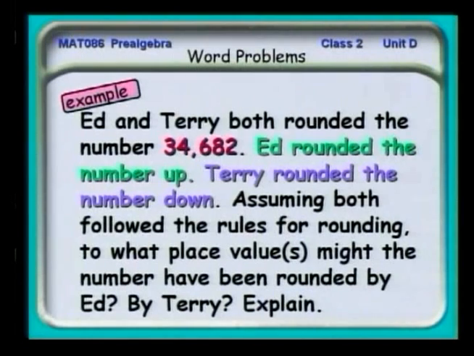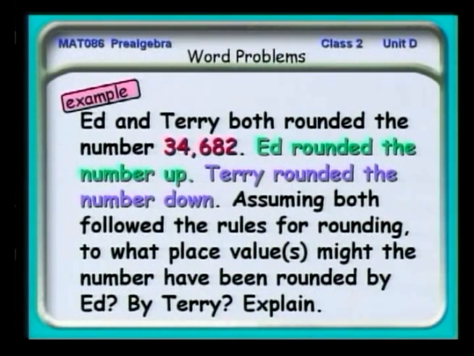Let's look at yet another problem. And this one's a little bit different because it doesn't ask for any formulas, but it asks us to apply the rounding procedure that we looked at earlier in this class. Ed and Terry both rounded the number 34,682.